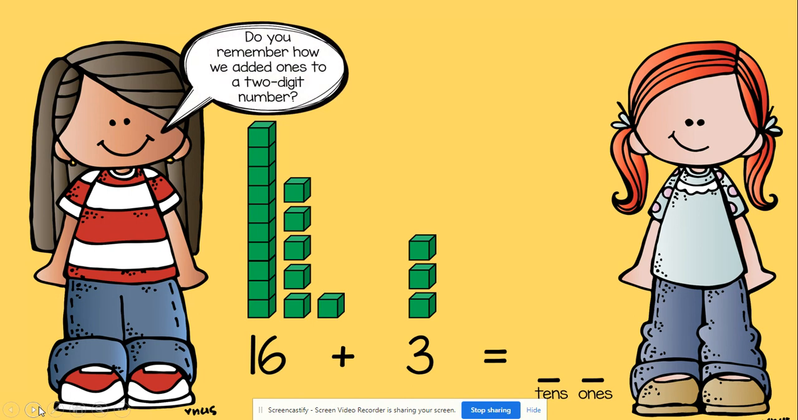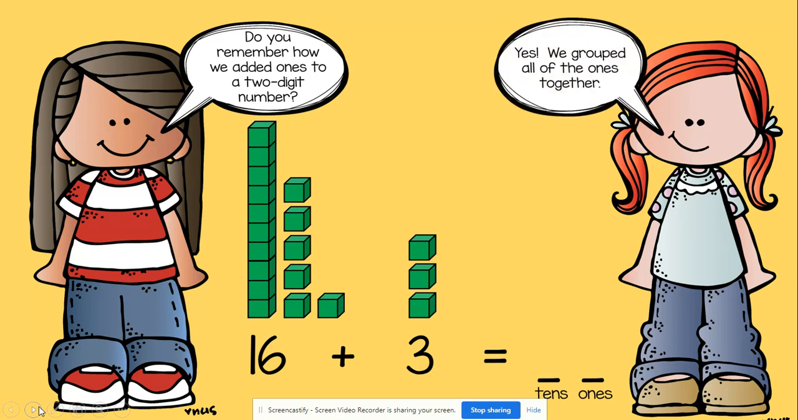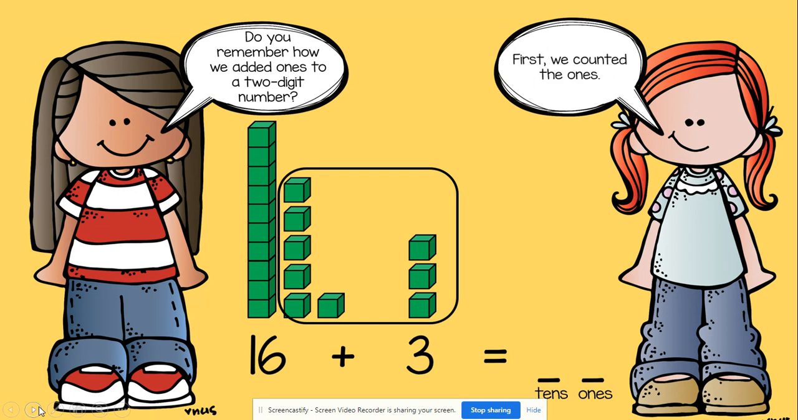Lola says, "Do you remember how we add ones to a two-digit number?" And she says, "Yes, we grouped all of the ones together." So this is how we group the ones. First, we counted the ones. And 6 plus 3 is 9. Next, we counted the tens. And there's 1 ten.